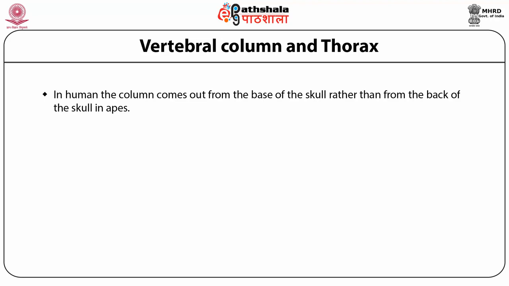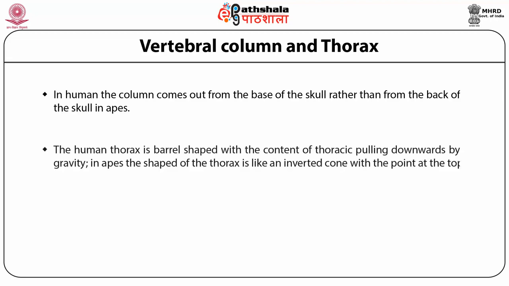Shifting the center of gravity also brings changes in the shape of the thorax. The human thorax is barrel-shaped, with the contents of the thorax pulled downward by gravity. The transverse diameter is greater than the dorso-ventral diameter. The shoulder girdle is broader and the clavicle becomes longer than in apes. However, in apes, the shape of the thorax is like an inverted cone with the point at the top.